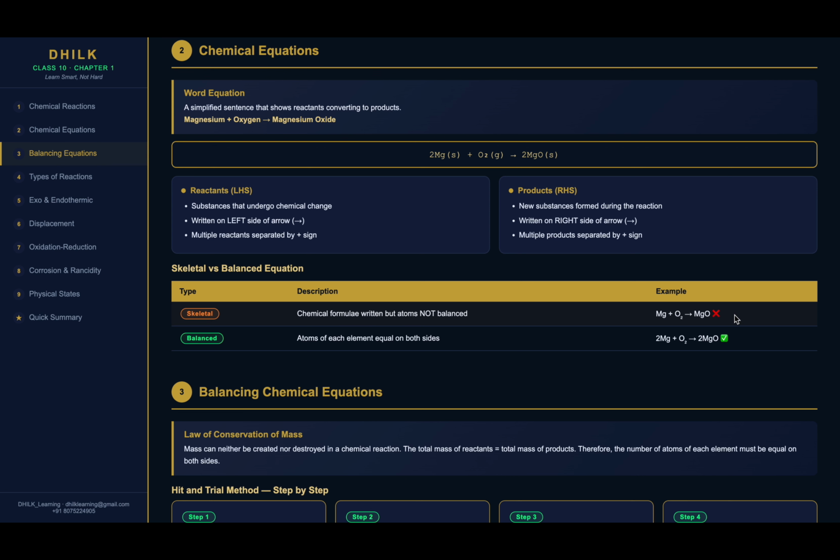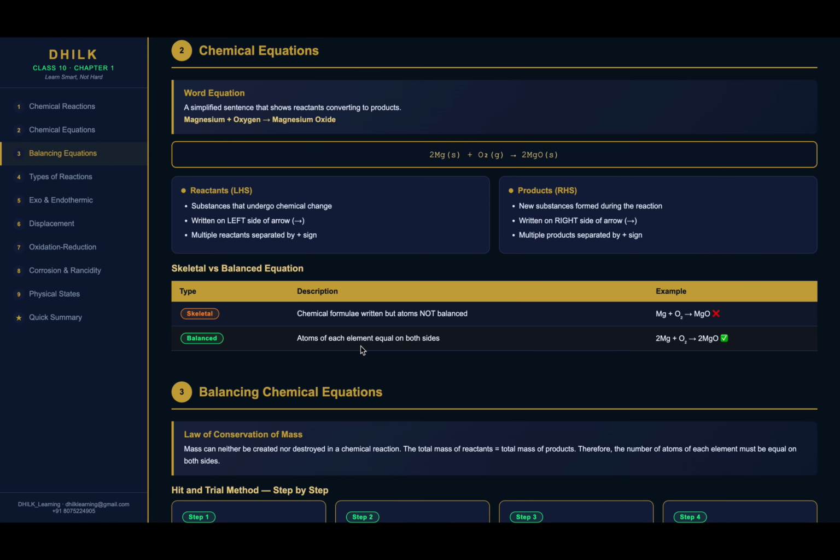So a balanced equation is one where the number of atoms of each element is exactly equal on both sides. A balanced equation is one where the number of atoms on each side of the arrow mark are equal. The correct balanced equation is 2Mg plus O2 gives 2MgO. Now if you count on the left side, there are 2 magnesium atoms and 2 oxygen atoms, and on the right side there are also 2 magnesium atoms and 2 oxygen atoms. The atoms are balanced. This is a balanced chemical equation.